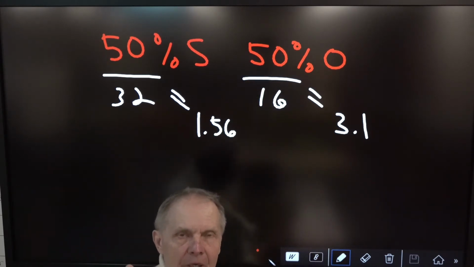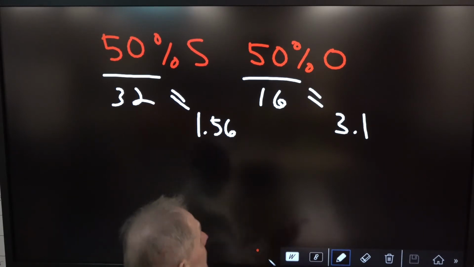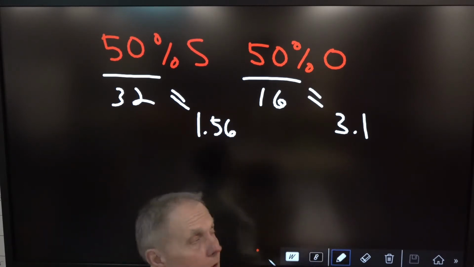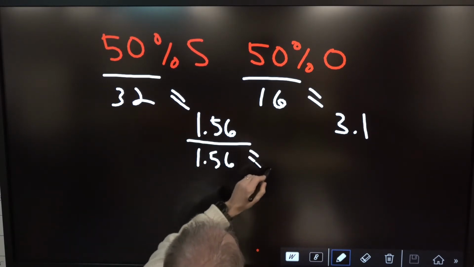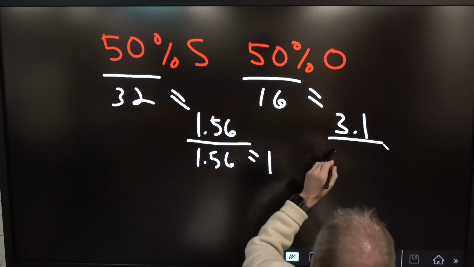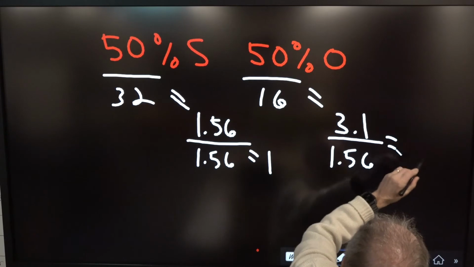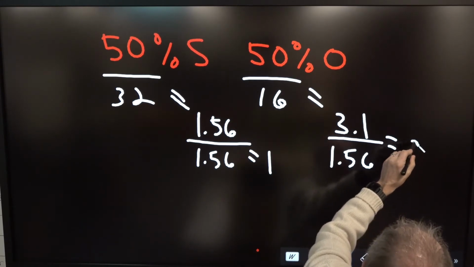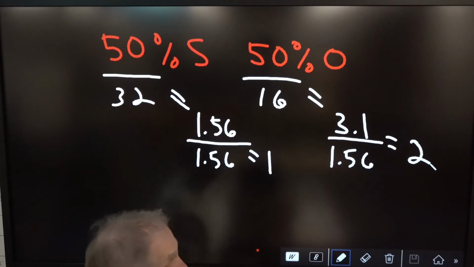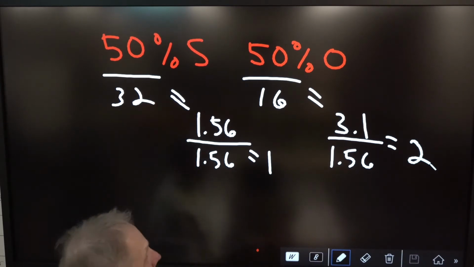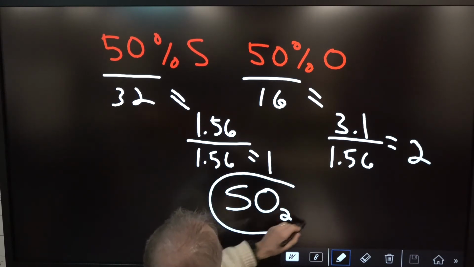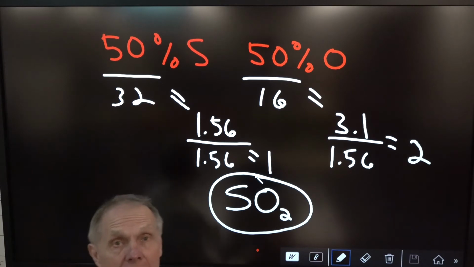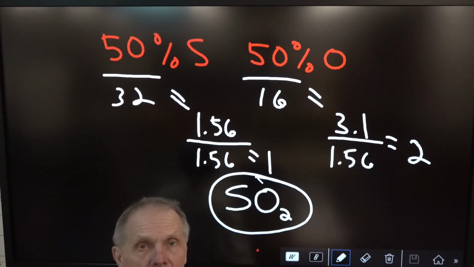So divide by the atomic mass and then divide by the lowest number. So I have 1.56, I got 3.1, the lowest number is 1.56. So 1.56 divided by 1.56 equals 1. 3.1 divided by 1.56 is 2. So the empirical formula is SO2. So that's how you figure out empirical formulas. We'll do another one, but divide by the atomic mass, divide by the lowest number, and you got it.